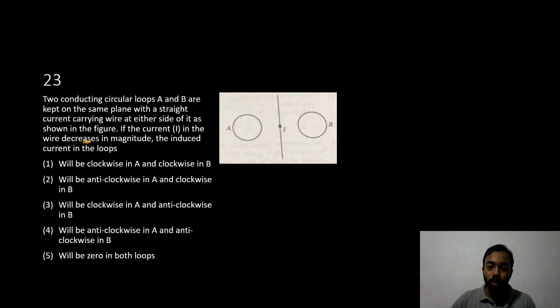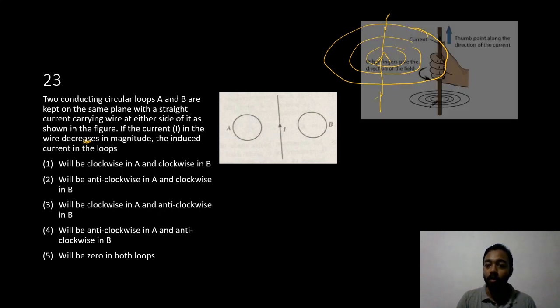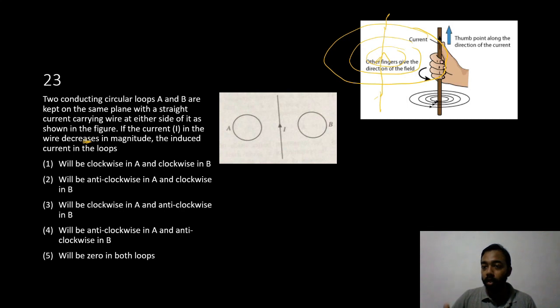So according to this, there will be a magnetic field created surrounding this current carrying wire, and it will go in loops like this. So there will be a magnetic field created around this current carrying conductor, and the direction of the magnetic field is given by Maxwell's corkscrew rule. So you can point the thumb along the direction of the current, and the other fingers will give the direction of the field.